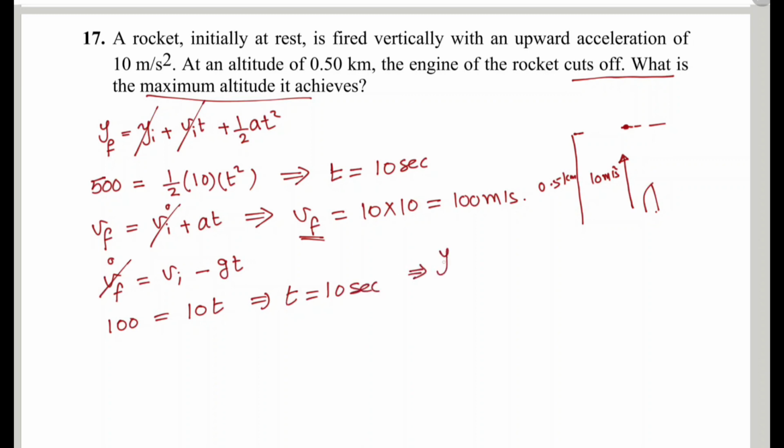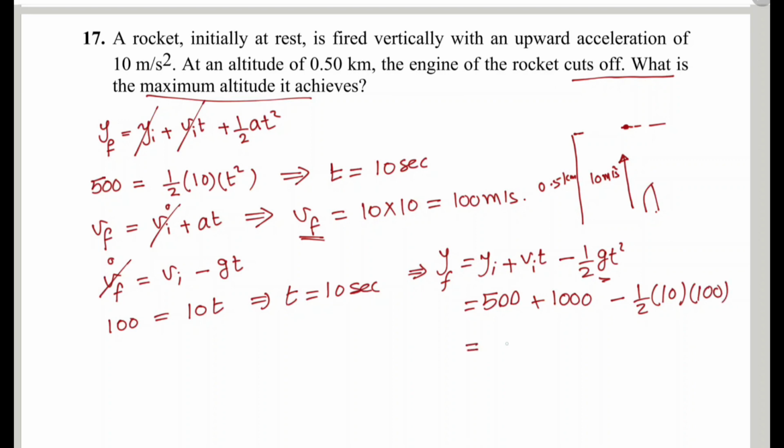Again, y final equals y initial plus v initial t minus half g t squared. Now this is g, not a like in the first part, so it's equal to y initial, which is 500, plus v initial, 100, times t, 10, which is 1000, minus half times g, equal to 10, and t equal to 10 squared, which is 100. You substitute this, and you will find y final equals 1000 meters.